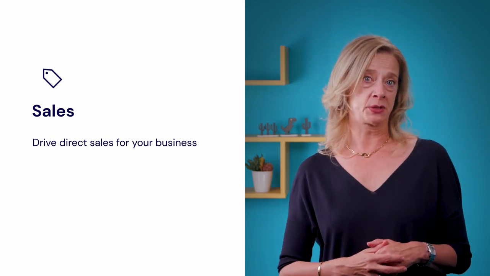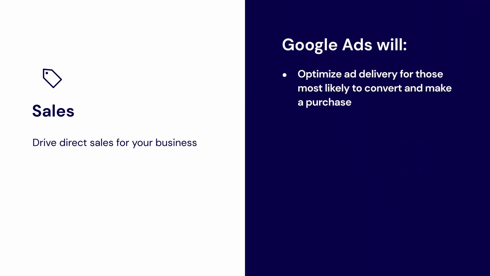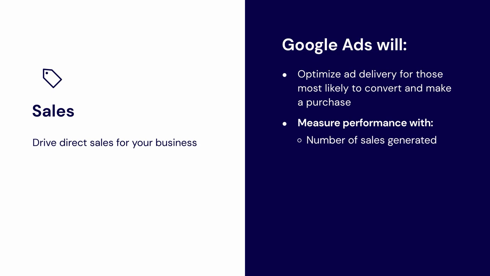When you choose the sales campaign objective, Google Ads will optimize your ad delivery to reach customers who are most likely to convert and make a purchase on your website. When measuring the performance of your campaigns later, you will look at the number of sales generated and the cost per sale. In addition, you will want to examine the revenue generated from these campaigns and the costs associated with these campaigns in order to see how profitable your campaign was. Here's an example where the sales objective is a good choice.